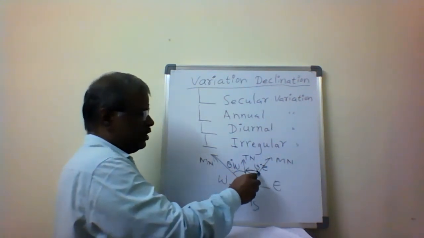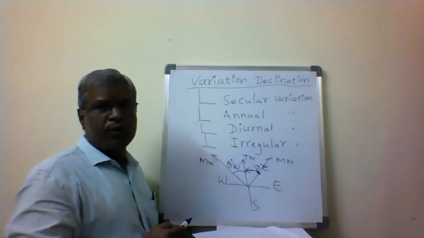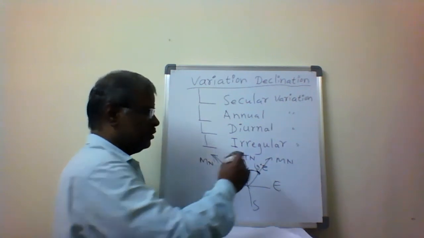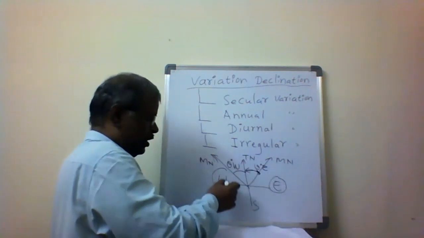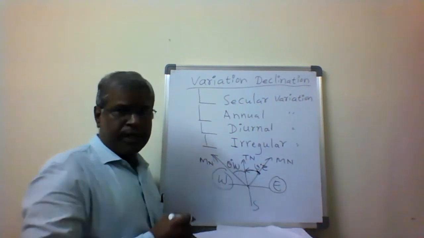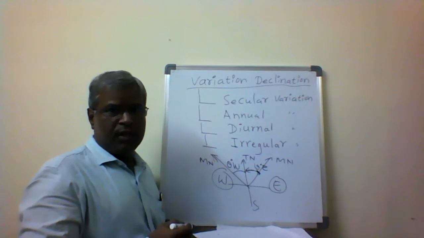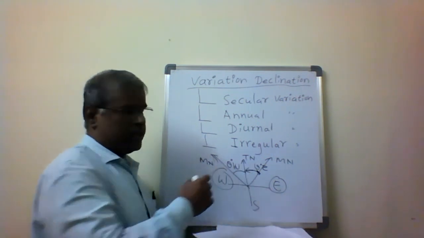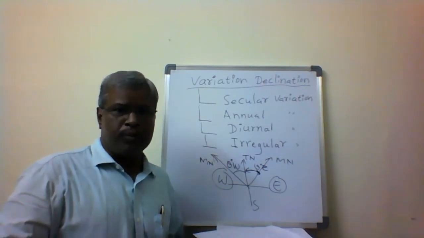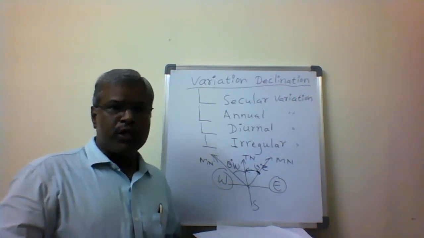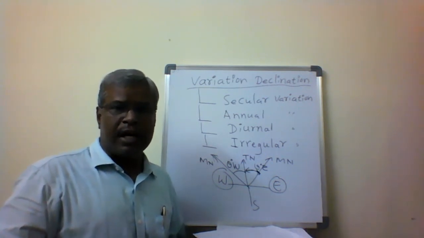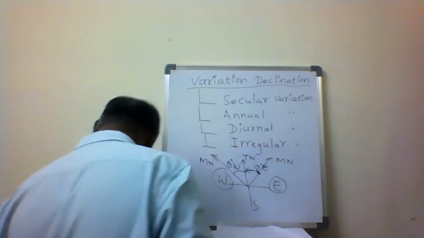The declination is the horizontal angle between the true north and magnetic north. If it is in the eastward direction, it is called east declination. If it is in the westward direction, it is called west declination. That is, the angle between true north and magnetic north is called the declination. How much deviation there is from the true north varies, and it is classified into secular variation, annual variation, diurnal variation, and irregular variation.